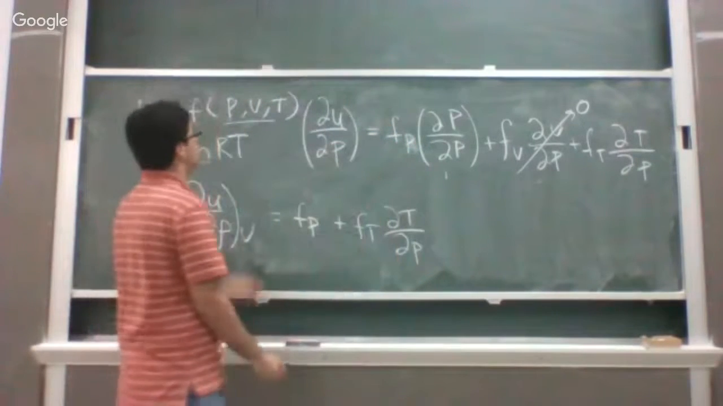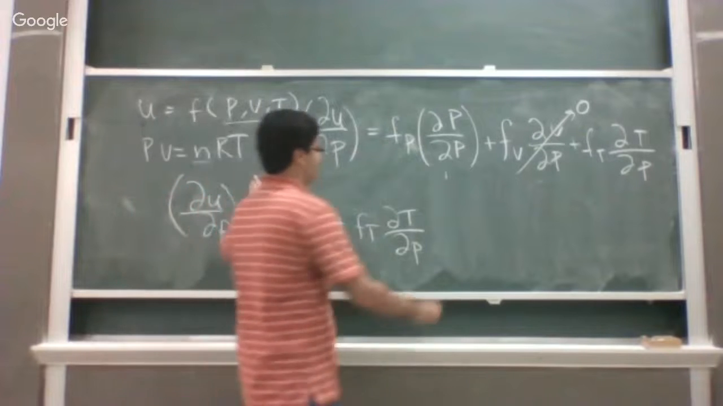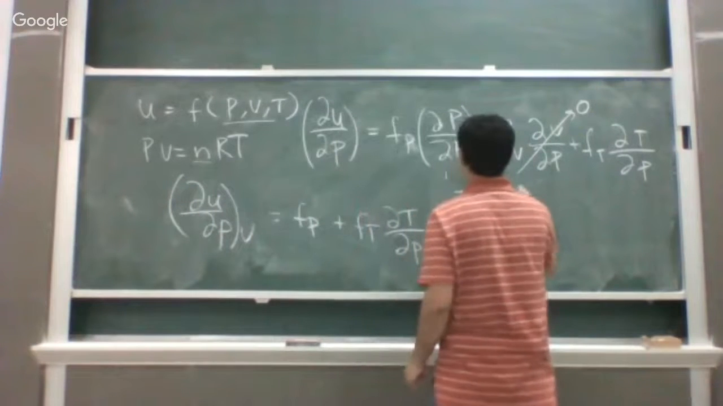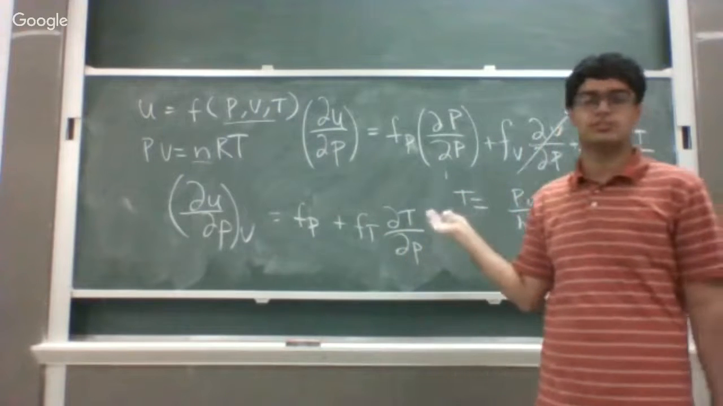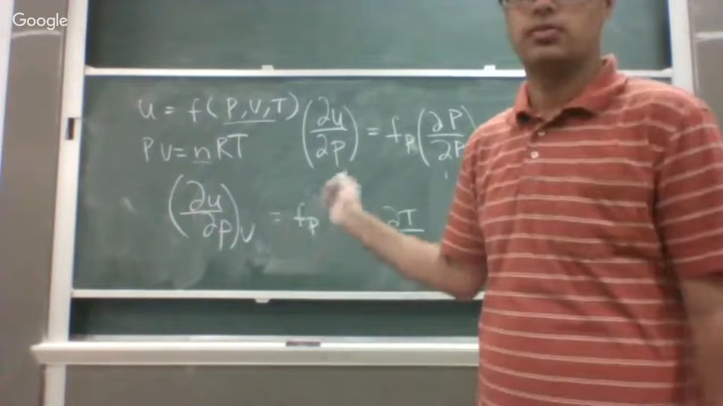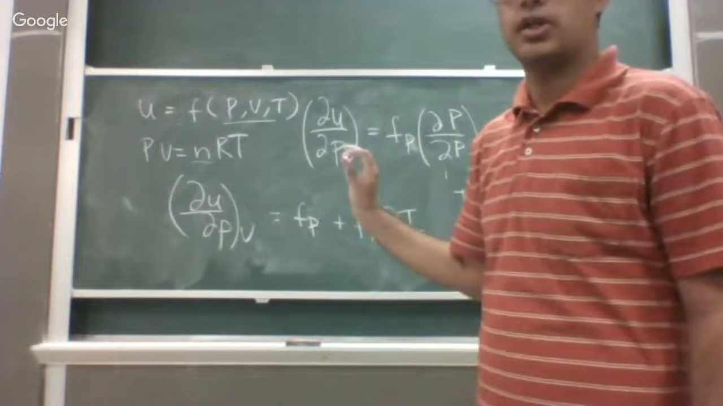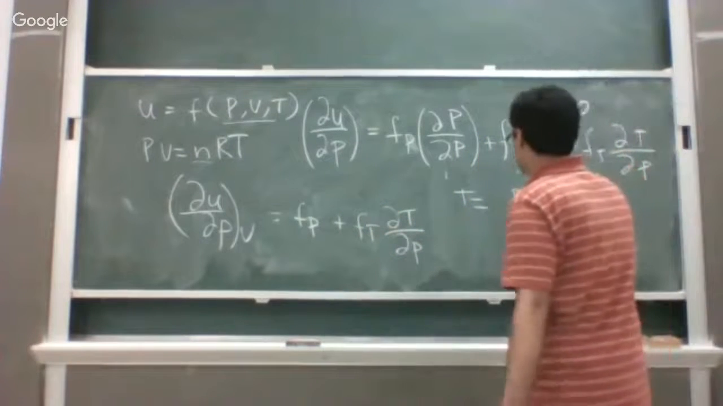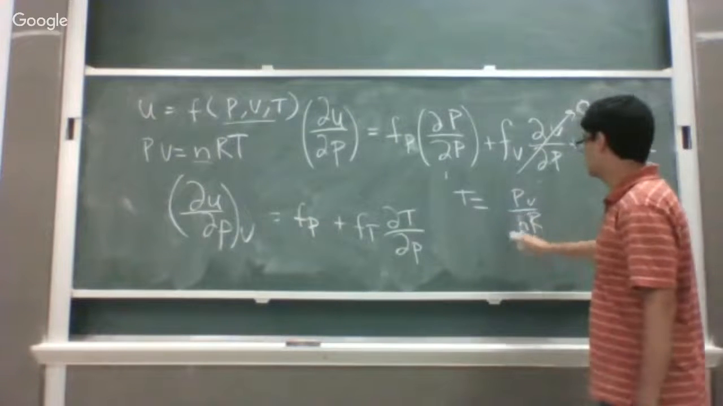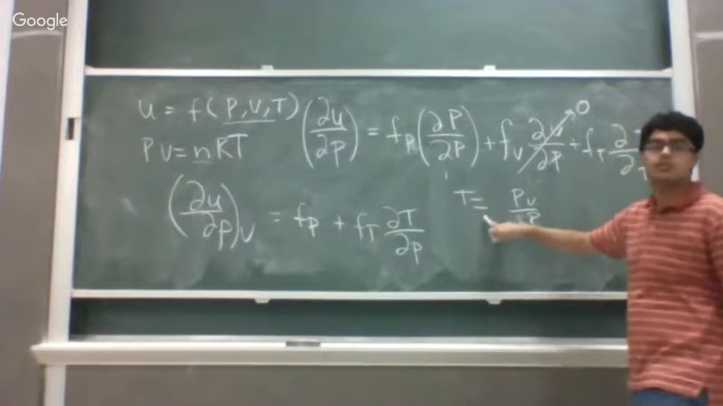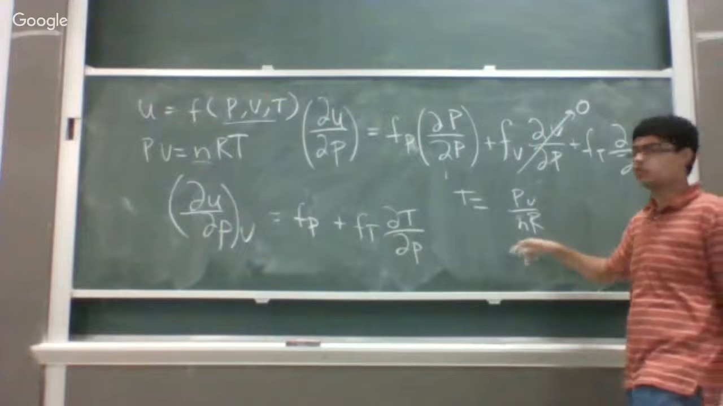T is equal to what? PV over NR, right? If you solve for T, T is equal to PV over NR. Do you guys see this? That's what T is equal to.